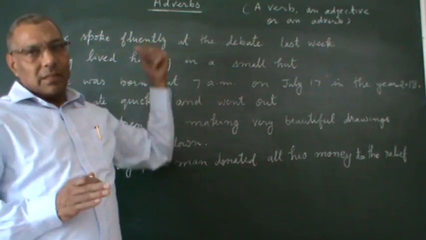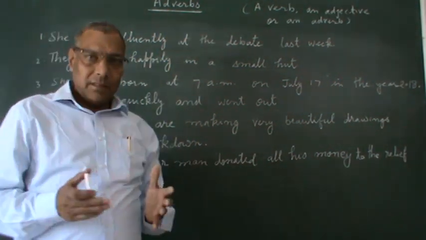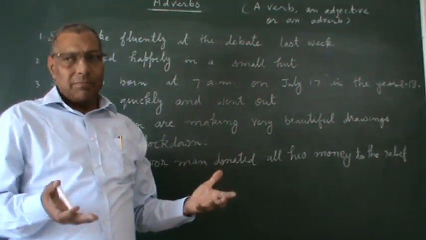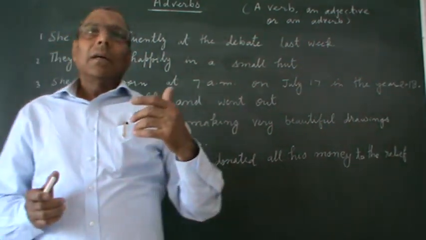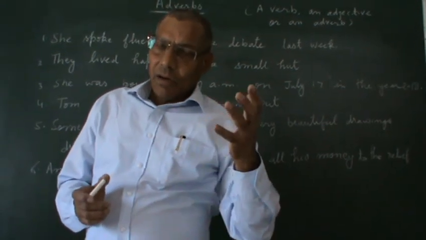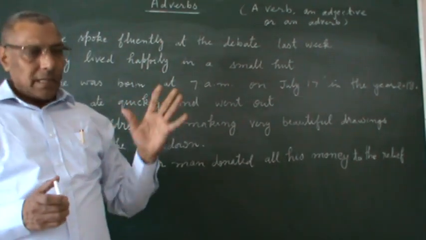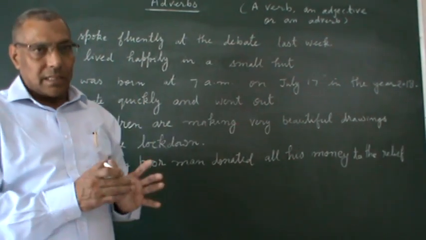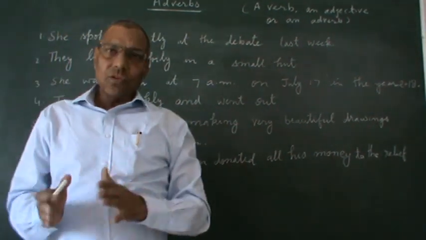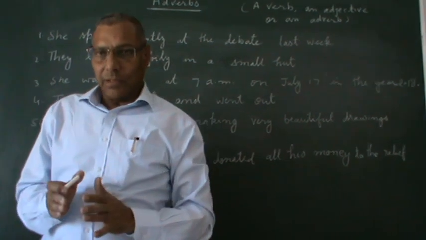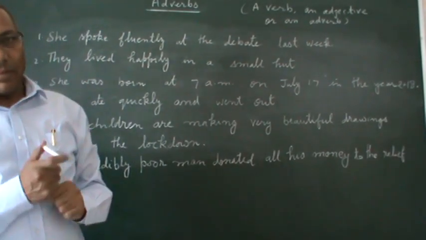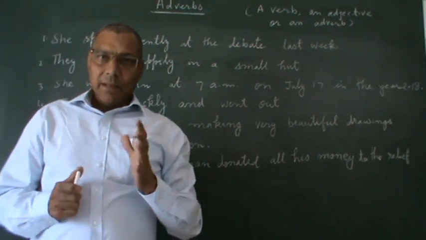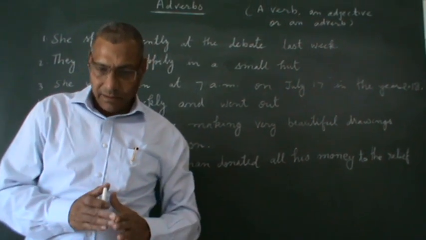It can modify a verb. What does it mean? It means that it can tell something more about a verb. It can give some extra information about the verb. Secondly, it can also give extra information about an adjective. And it can also give some extra information about an adverb itself. So it has three functions. I think it is clear.